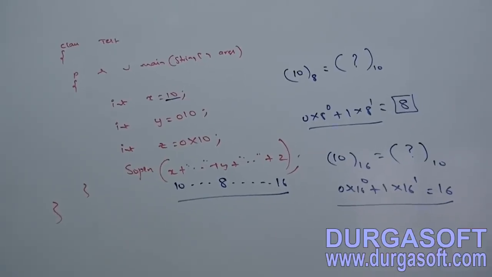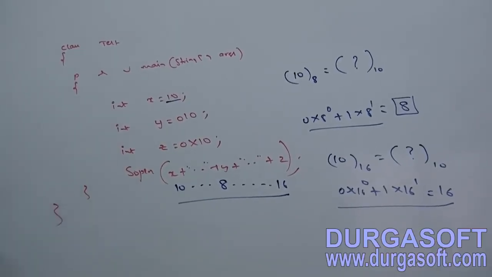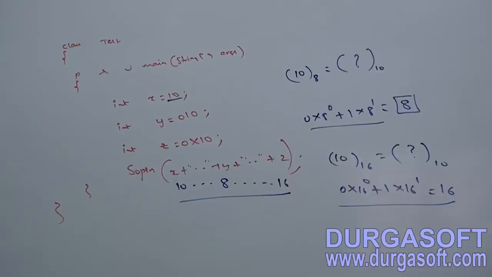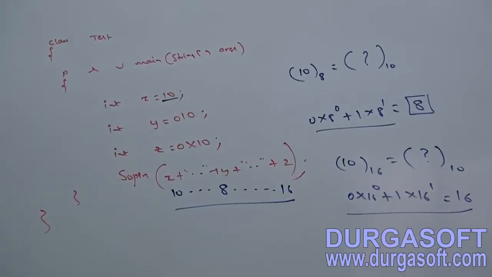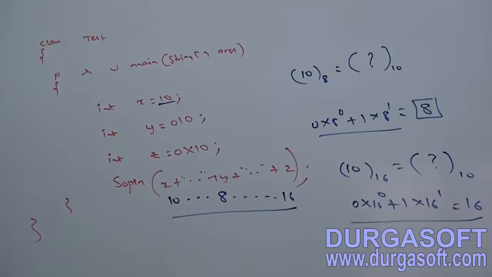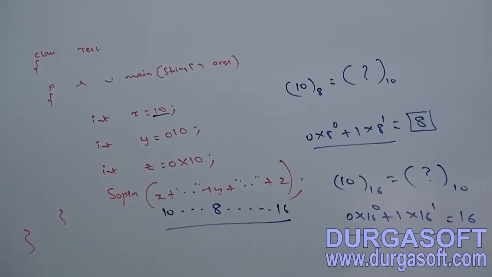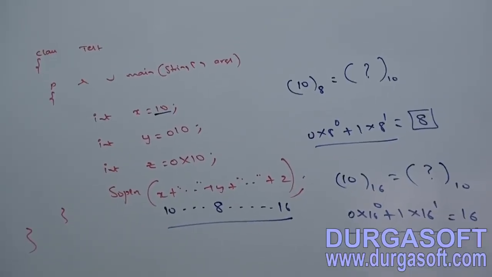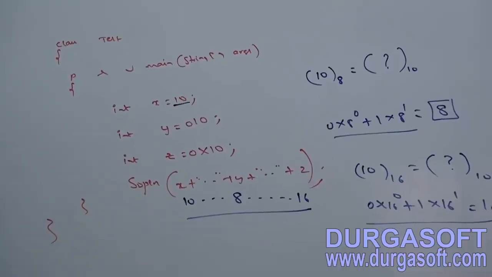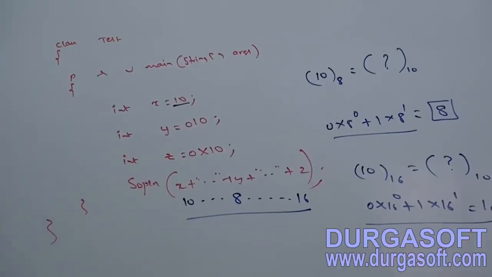The programmer has the choice to specify the value either in decimal, octal, or hexadecimal, but the JVM will always provide the value only in decimal form. So the output by default we are going to get is 10, 8, 16.